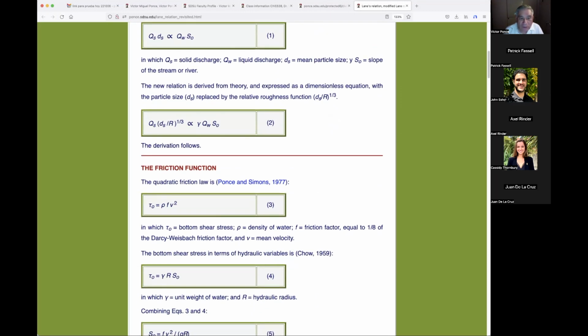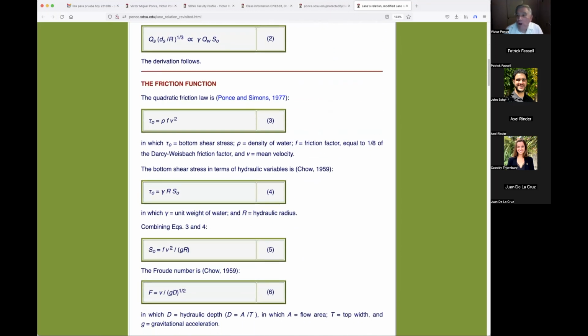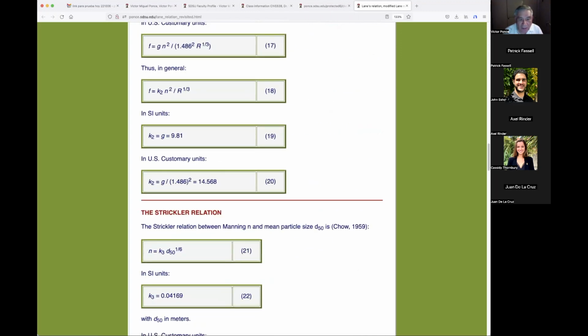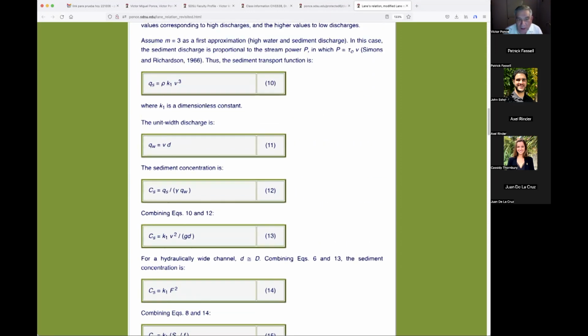So the derivation follows. We're going to show that this D of Lane should have been replaced by D sub S over R, which is dimensionless, because D sub S is the diameter, in inches or millimeters, and R is the radius, the hydraulic radius. To the 1/3 does not affect the non-dimensionality of the process. So here we go. We have to talk about a friction function, we have to talk about the sediment transfer function, and we have to talk about a diameter function, which here at this point we call the Strickler relation. It'll be apparent later on when we get there.